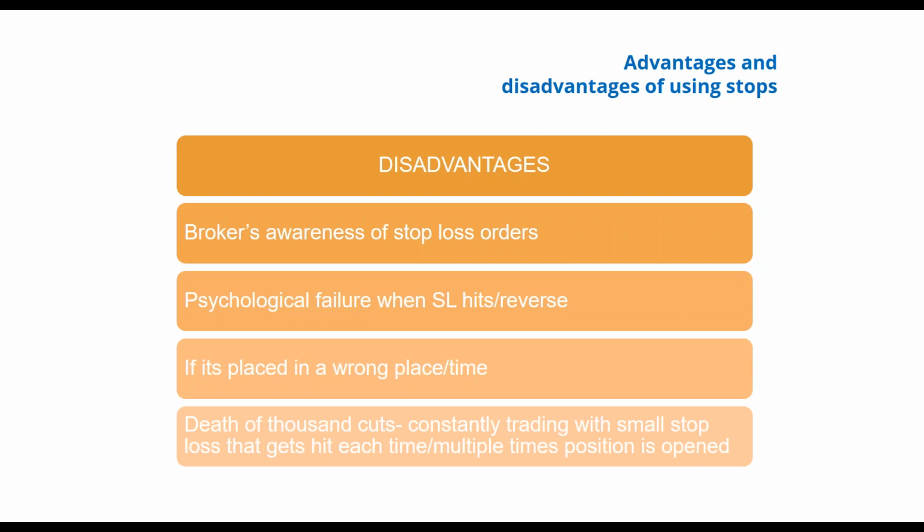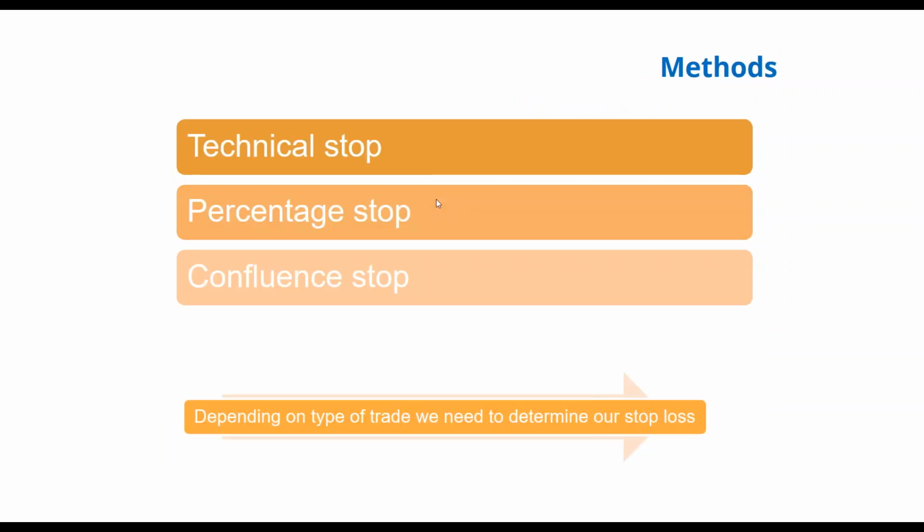It's the fact. It's death by a thousand cuts: constantly trading with a small stop loss that gets hit each time, and the position is opened multiple times. I witnessed a trader who lost tons of money for having very small stops. It's nonsense. Your stop loss can be 1,000 pips if your account is big enough to place a maximum of 5% of risk in that 1,000 pips of stop loss. Remember, the risk is fixed. Stop loss is dynamic.